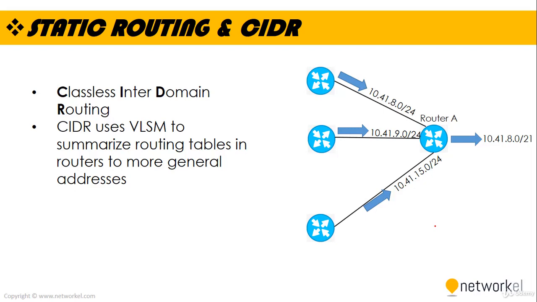Let's go ahead with CIDR, classless interdomain routing. CIDR is a way to allow more flexible allocation of IP addresses than was possible with the original system of IP address classes. As a result, the number of available internet addresses was greatly increased, which, along with widespread use of network address translation (NAT), has significantly extended the useful life of IPv4. And CIDR uses VLSM to summarize routing tables in routers to more general addresses.